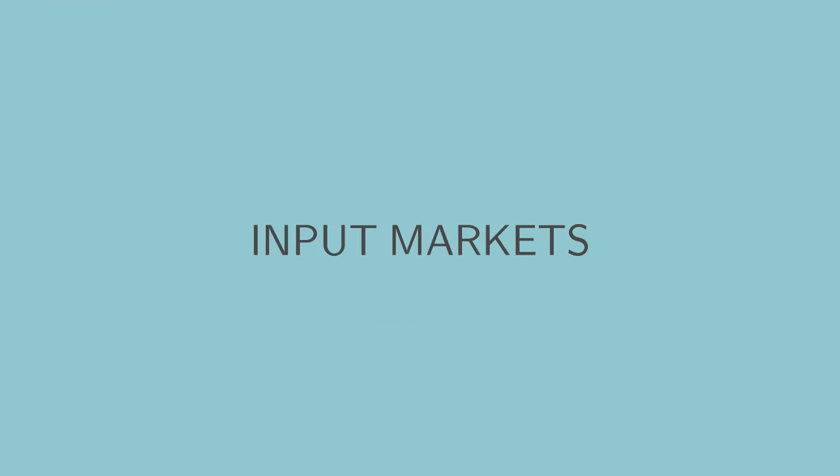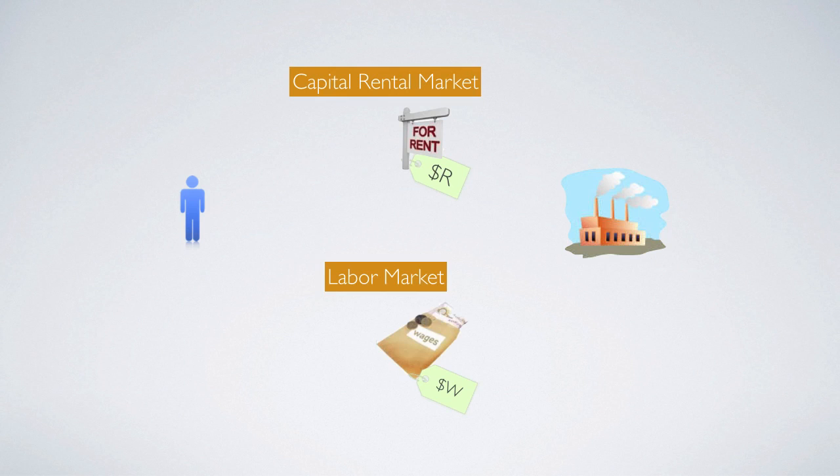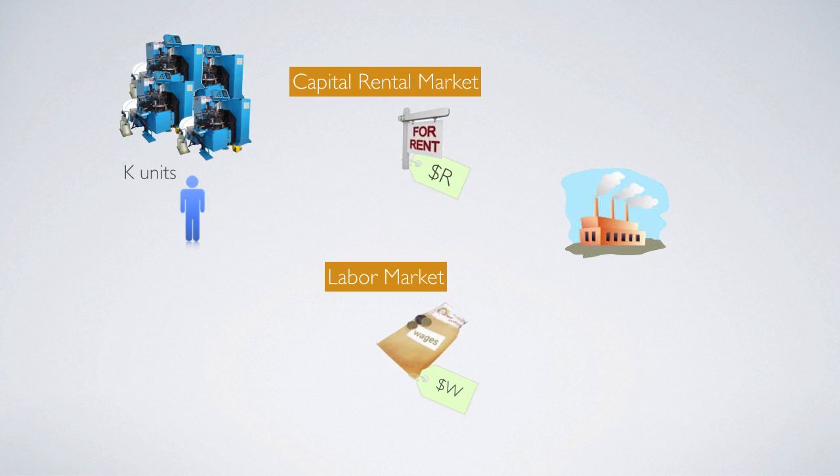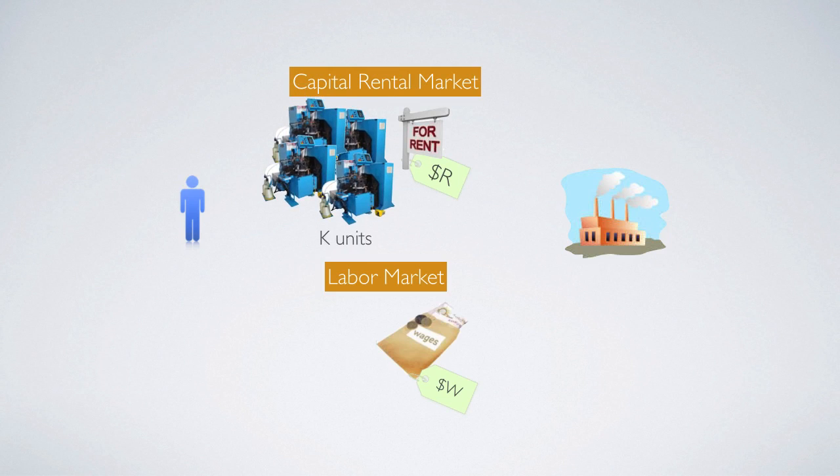First, we start from input markets. We are thinking about two input markets. One is the capital rental market for capital. The other is the labor market. For the capital rental market, we know that for each period the household owns a certain fixed amount of machines. Then what he can do is supply these machines to the capital rental market. And also the household will have some labor supply quantity he can supply to the labor market.